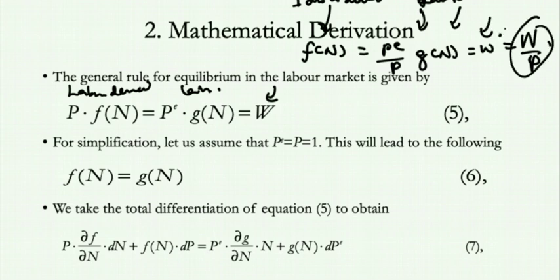Okay, so I want to show you the derivation of aggregate supply slope for all three cases. So look at this carefully, because this is very important. So we know that equilibrium in the labour market is given by the following.